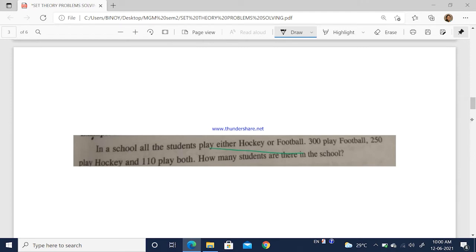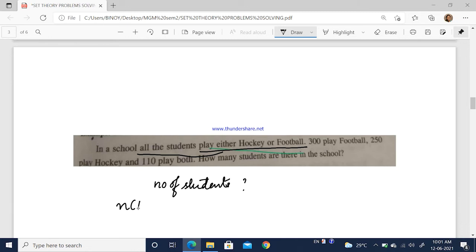The third question says that in a school, all students play either football or hockey. The number of students who play football is 300, the number of students who play hockey is 250, and 110 play both. How many students are there in the school? So you are asked to find the number of students in the school.